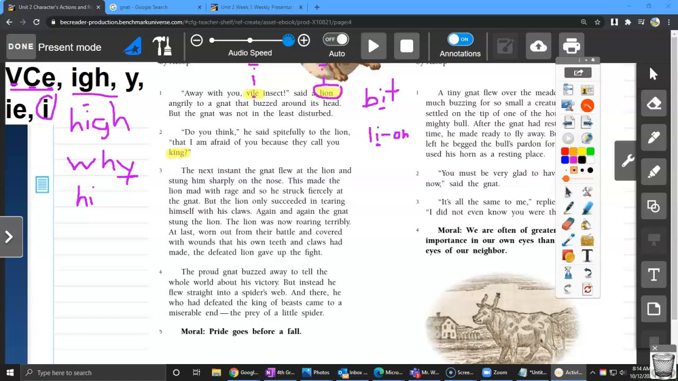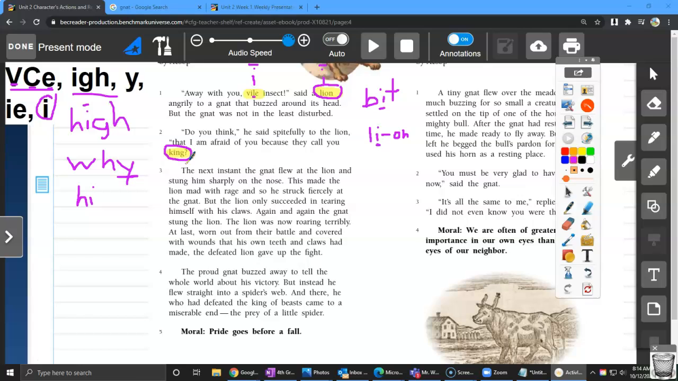Now let's keep going, and we see this word king that we circled at the very beginning, right here, king. What sound do you hear in king? Is it a long I sound or a short I sound? Let's try with that long I sound. I can't even say it. So I don't think it's a long I sound. So let's start with that short I sound.